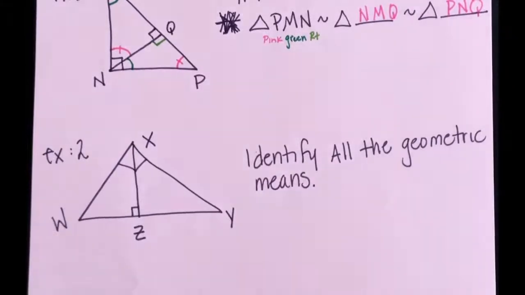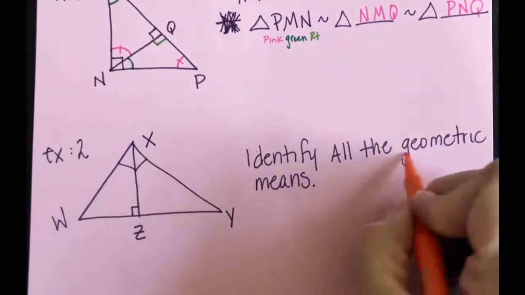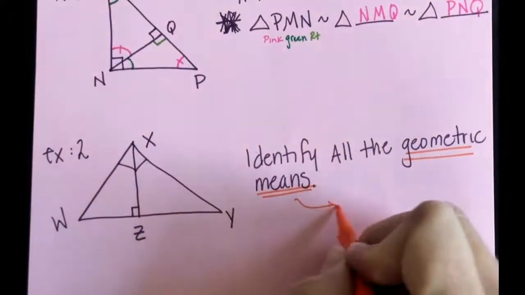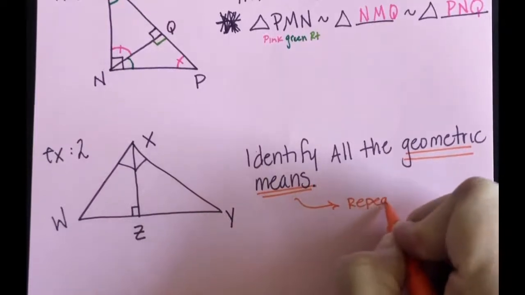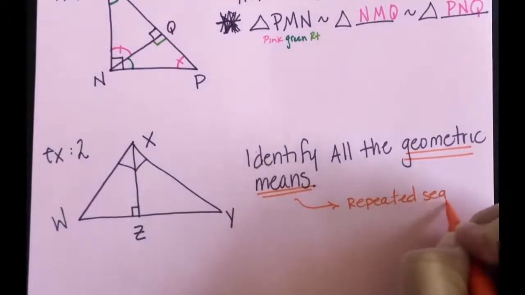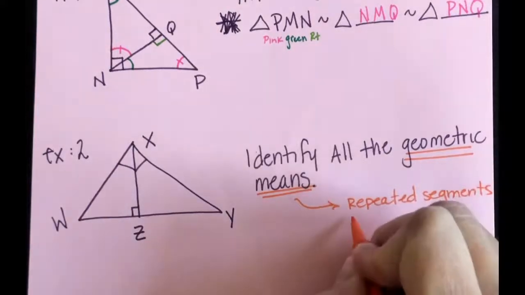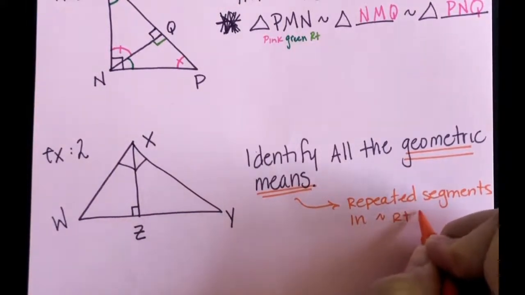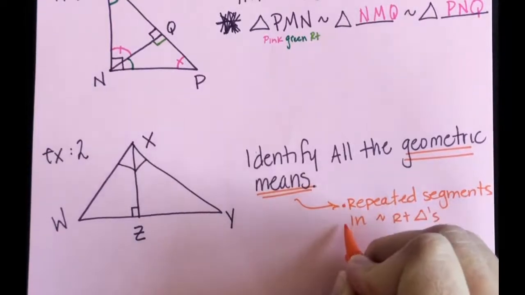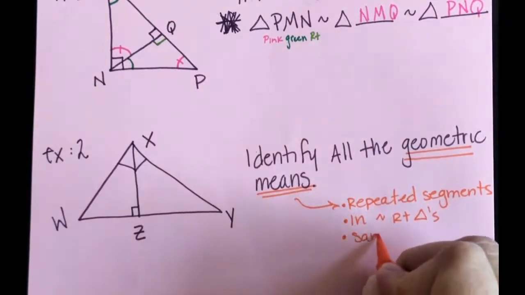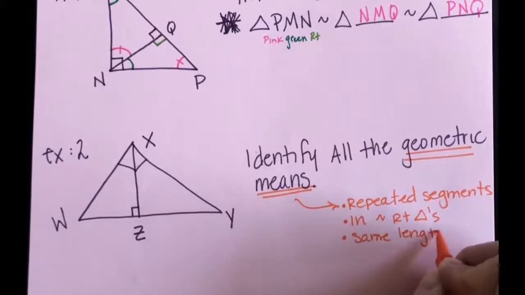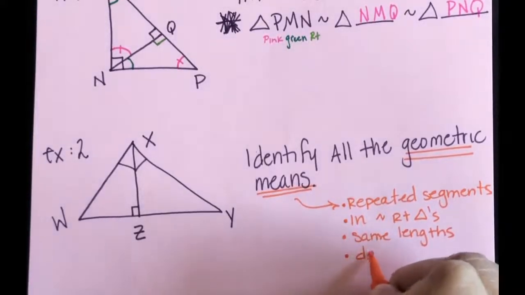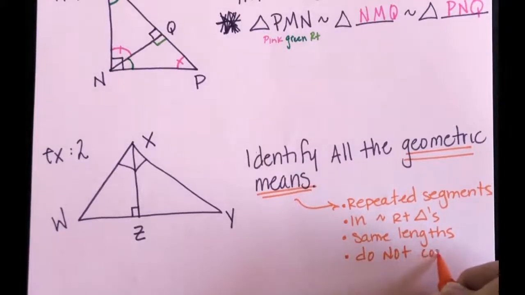All right, so let's remember what we talked about with our geometric means. I know there's that odd pause because there's also the delay. We want to remember that the geometric means are our repeated segments in similar right triangles. Same lengths, but they do not correspond.